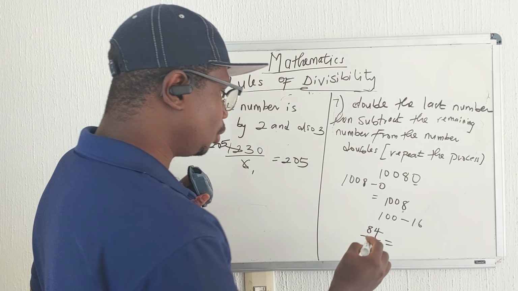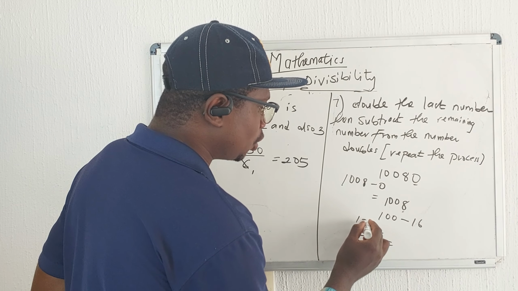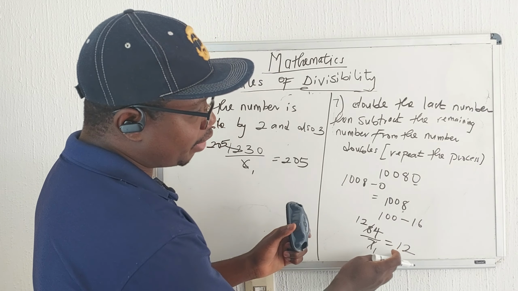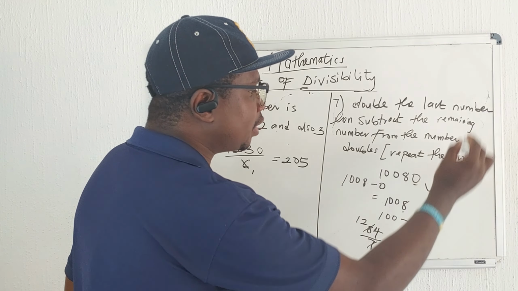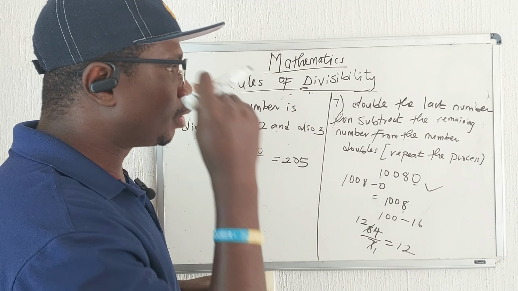7 here 1, 7 here 1, remainder 1, 2, which is what? 12. So I've ended up with 12. So therefore, this number is divisible by what? 7.